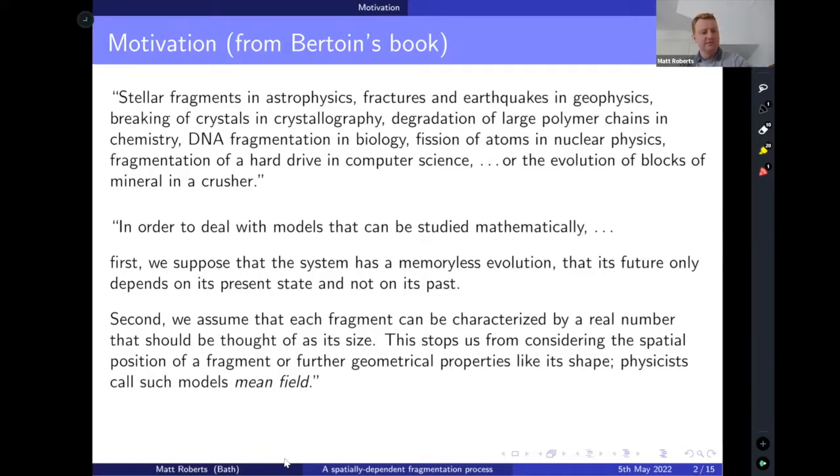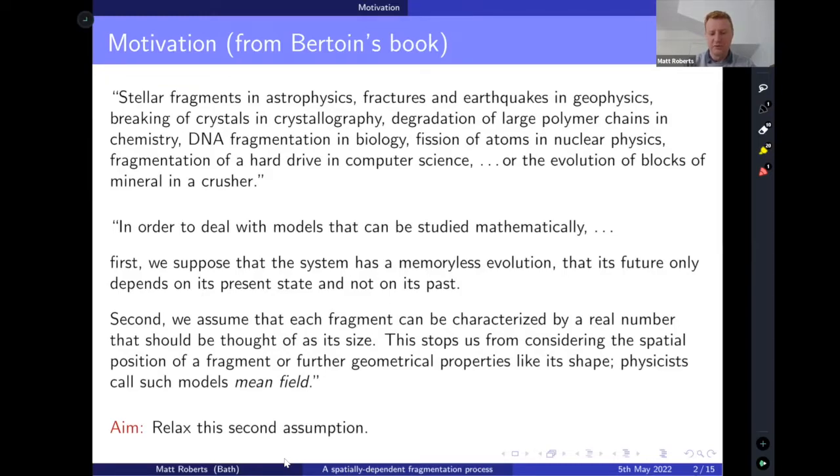That has to characterize the whole fragment. So we can't consider the spatial position or the shape of particles, thinking from the point of view of applications, or even just trying to do things as general as possible mathematically. What I wanted to do was to relax this second assumption. So the aim of this project was just to relax that assumption that we have to have one real number that characterizes each fragment.